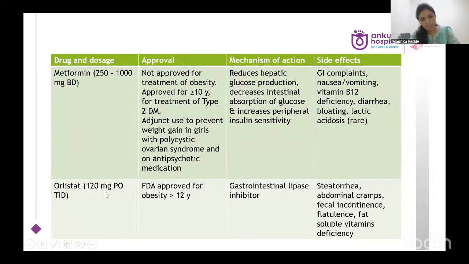Then the second medication is orlistat. It's a gastric lipase inhibitor, so it inhibits fat absorption. It is approved for those more than 12 years, but it comes with a lot of side effects which restrict its use, like steatorrhea, fecal incontinence, and fat-soluble vitamin deficiency. In the trials, orlistat resulted in a BMI reduction of about 5%, but the main side effects because of the malabsorption were the limiting factors for its use.